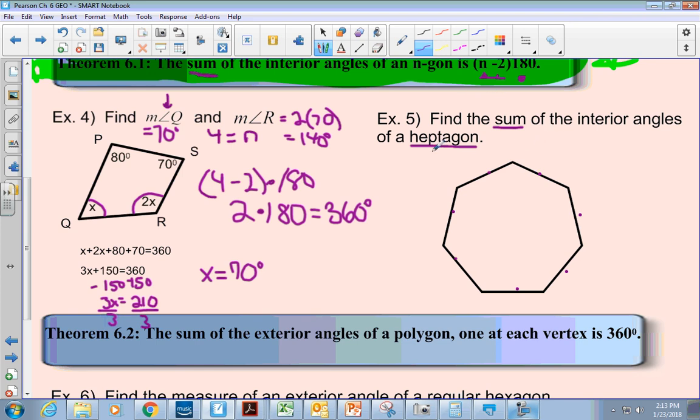Okay, so I counted 7 sides. Thank you, picture, for making a 7-sided figure. So we're going to go 7 minus 2 times 180.